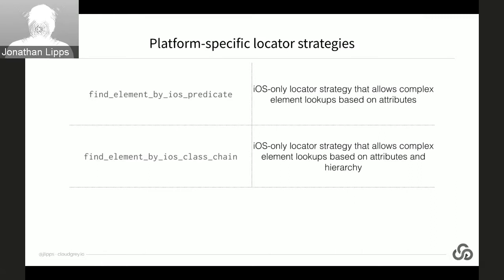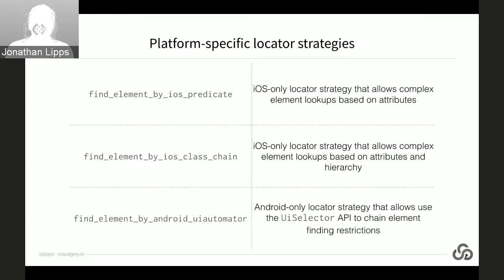I'll give examples of these in a second. And on Android, we can look up elements by constructing a UI selector code sequence that then gets parsed by Appium and turned into the equivalent set of objects on the Android side itself.